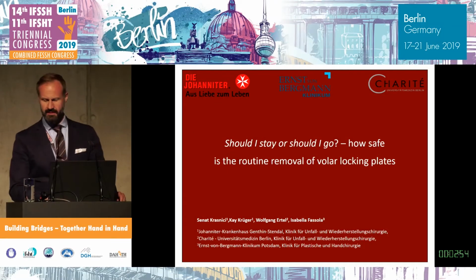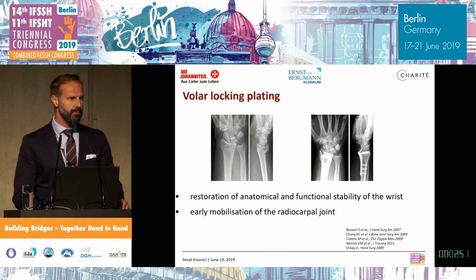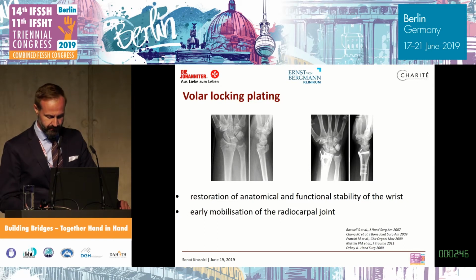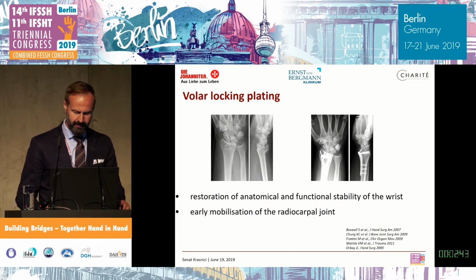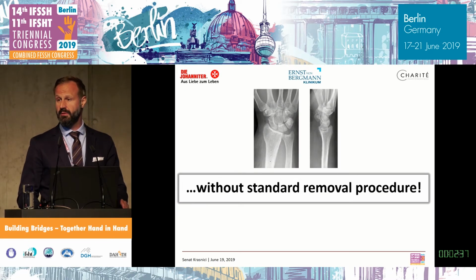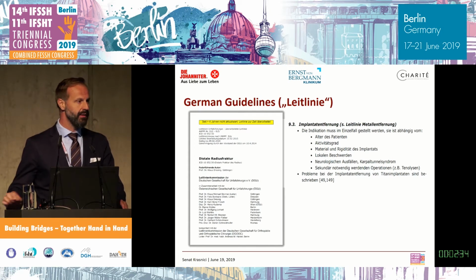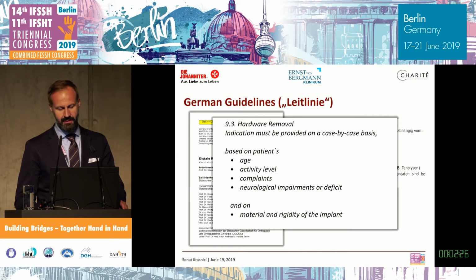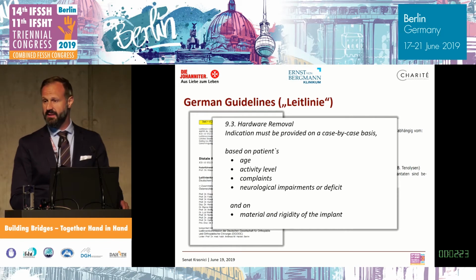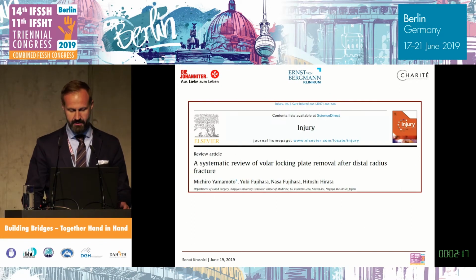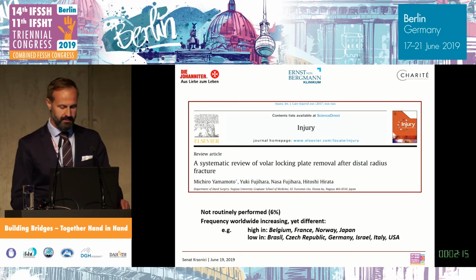Dear faculty, dear ladies and gentlemen, we've heard a lot about plating being the standard solution for radial fractures, and as we all know, rightfully, it is the standard operative procedure, but it lacks a standard removal protocol. So why is that? We have national guidelines in Germany, at point 9.3, which relate to hardware removal and say generally that the indication must be provided on a case-to-case basis, based on the patient's age, activity level, complaints, and so on. So there's no particular formulation for that.